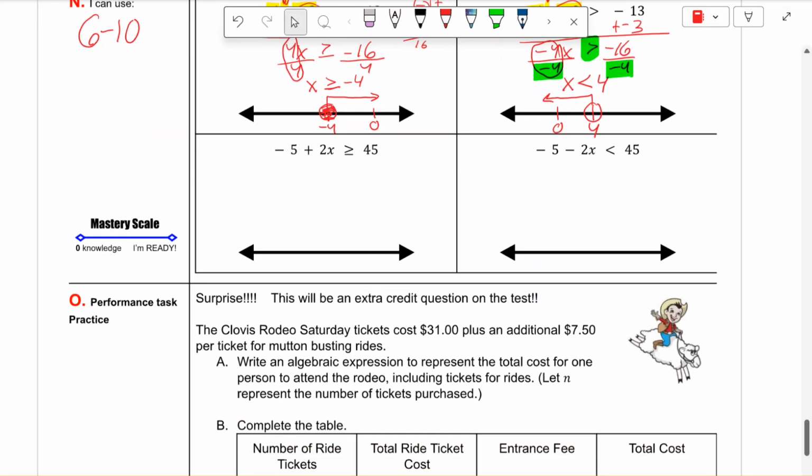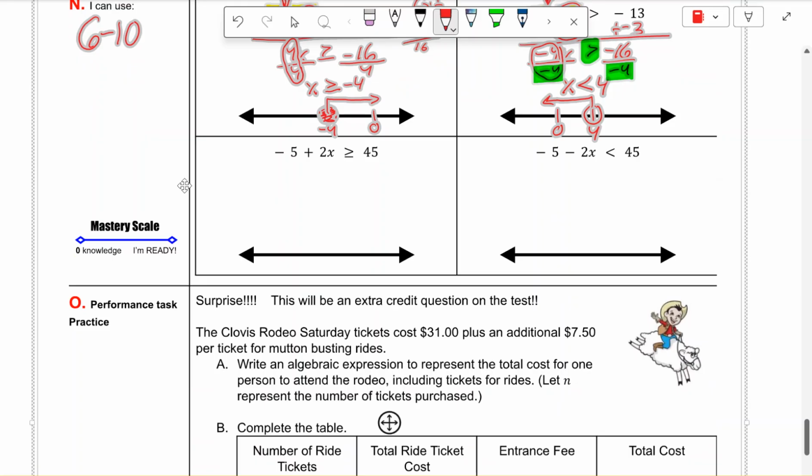Now I'd like you to pause the video and try both of these and graph them at the same time. Remember, check your work like we did up above to make sure you are correct.